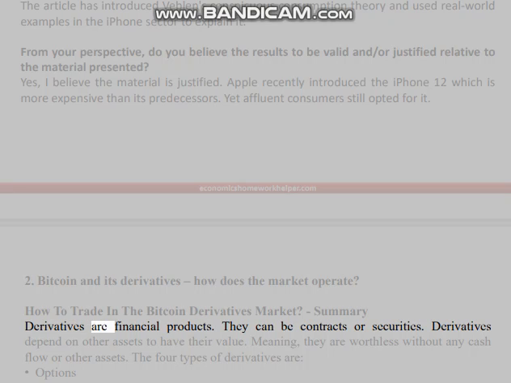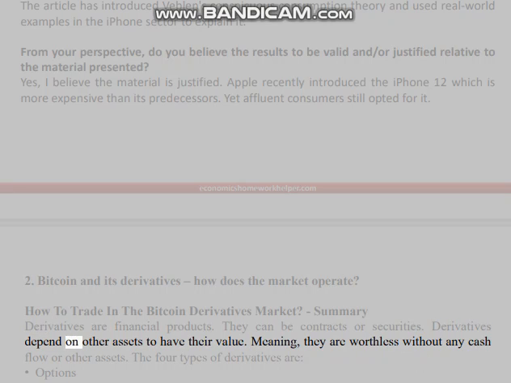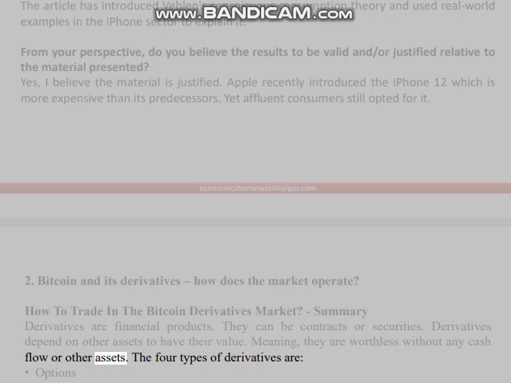Summary: derivatives are financial products. They can be contracts or securities. Derivatives depend on other assets to have their value, meaning they are worthless without any cash flow or other assets. The 4 types of derivatives are options, forward, swap, futures. Bitcoin is an example of futures.